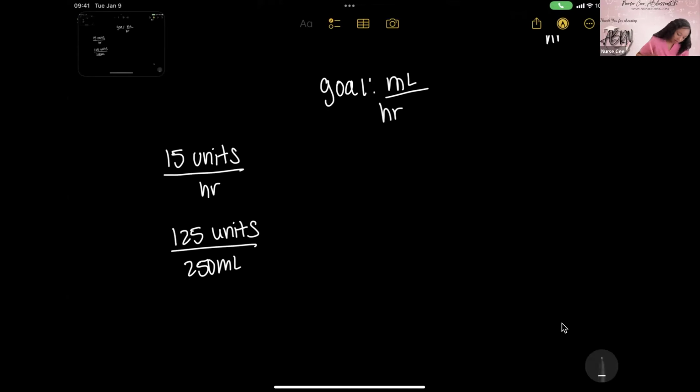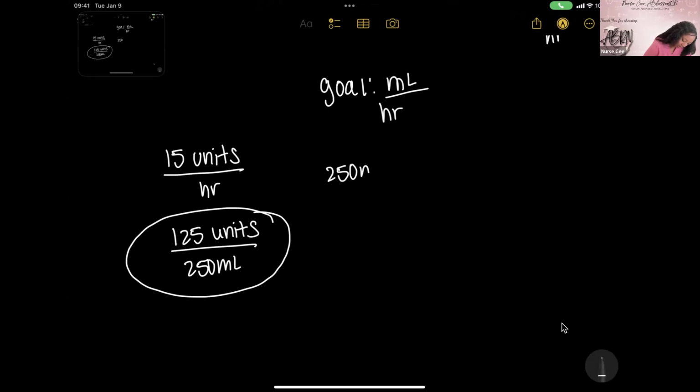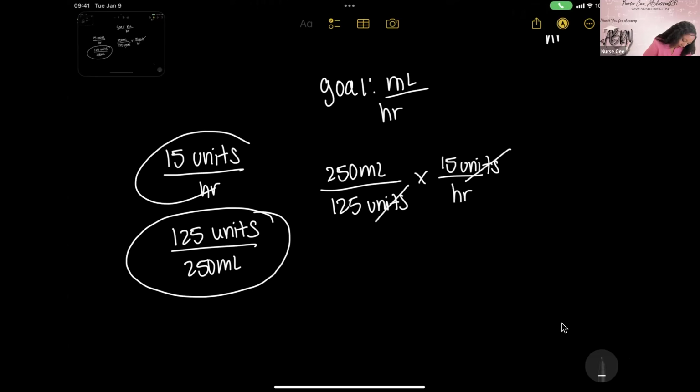If we're looking for milliliter, we once again start with our puzzle piece with the milliliters in it. I'm going to flip it because I need my milliliters at the top. So 250 mLs over 125 units. I'll put my units on the top, so 15 units per hour. Your units crosses out. Both of your puzzle pieces are used. And now what do we have? Milliliter per hour.